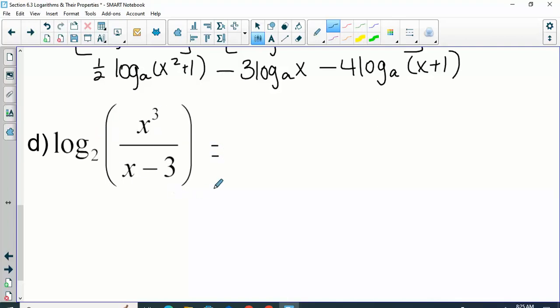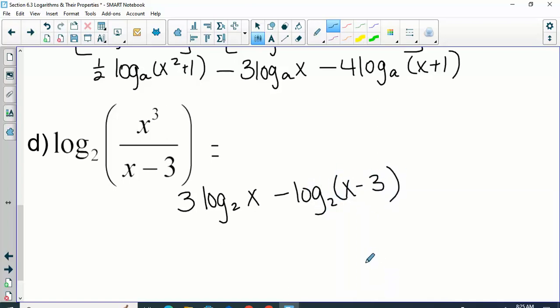So we have things being divided, so that means you do the log of the top minus the log of the bottom. On the top, that 3 can come down, so minus the log base 2 of x minus 3. We get that? Yeah.